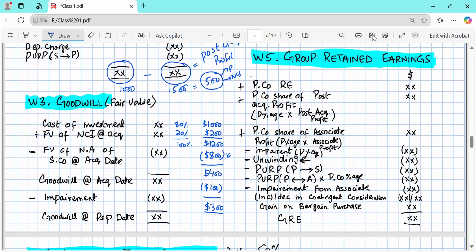In this, first you will write down the parent company's retained earnings from the financial statement of the parent company, then the parent company's share of the post acquisition profit that we just talked about. Then, if there is any associate profit, what is the parent company's share? Then, impairment, what is the parent percentage? Then, there is an unwinding, unrealized profit. We are going to talk about these factors one by one.